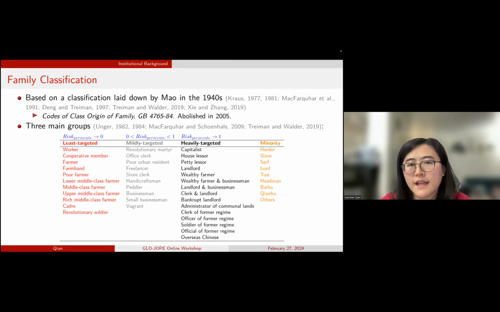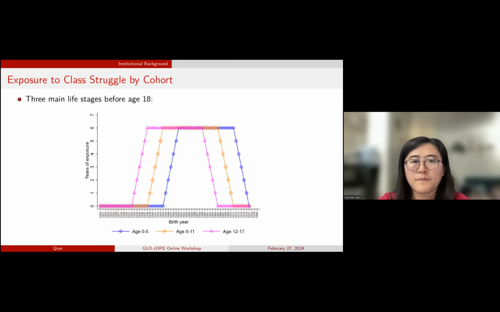In my main study, I combine the middle group, the mildly targeted, with the heavily targeted as the main treatment group. But in some heterogeneity analysis, I do separate them to see whether there are different levels of effects. So this is one source of variation, coming from the family classes defined by the central power. Then there's another dimension of variation which we can utilize to measure the exposure, which is based on birth cohort.